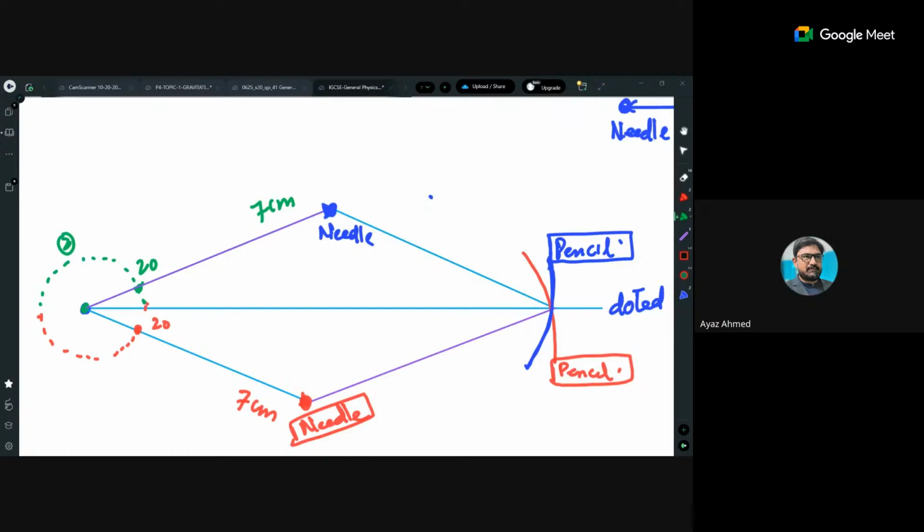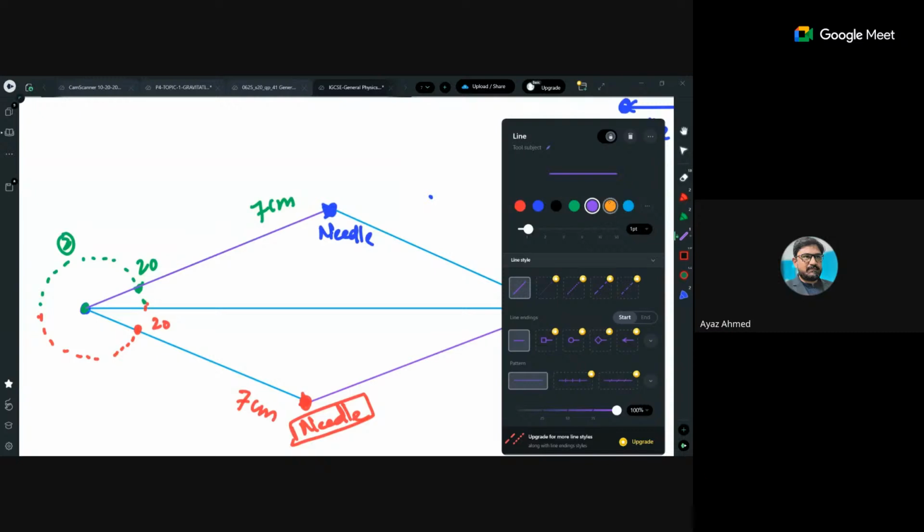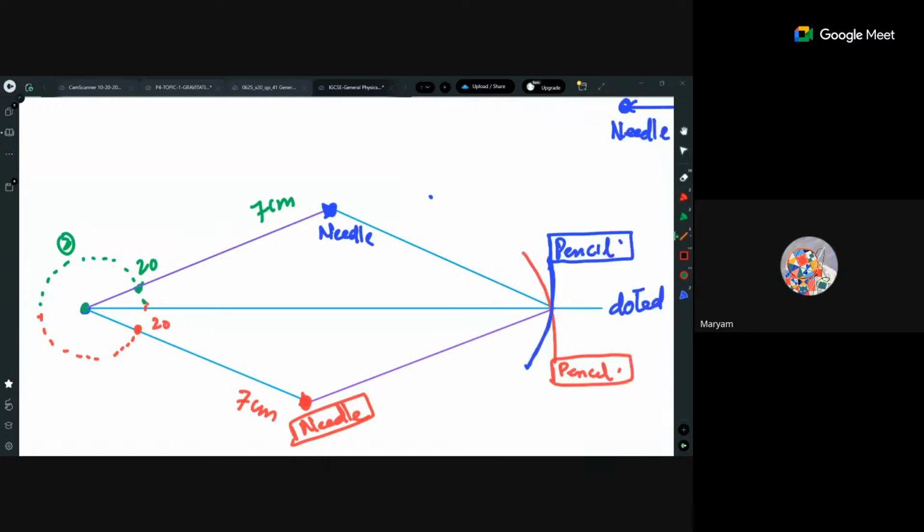Okay, इसके बाद आपने क्या करना है? After doing this all, your resultant should be from which point? From the tail junction. Where is the tail junction of these two forces? Here is the tail junction, yani origin. Remember this. This is called actually tail junction of these arrows.